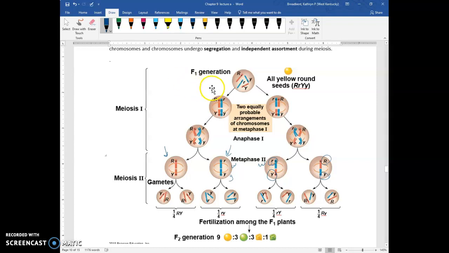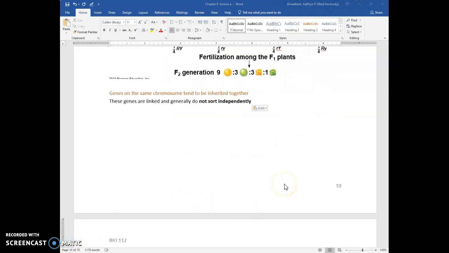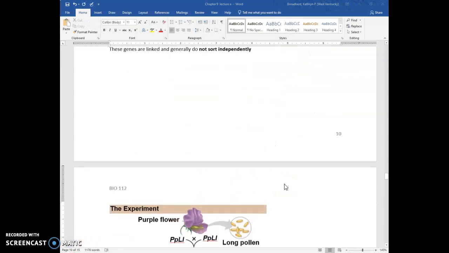Now, genes on the same chromosome do not necessarily assort independently. They tend to be inherited together. So let's look at an example.